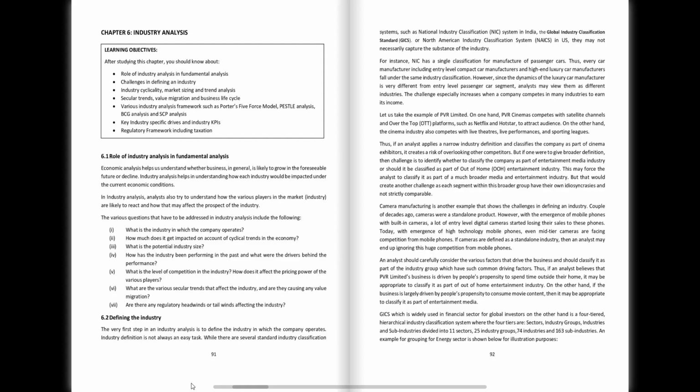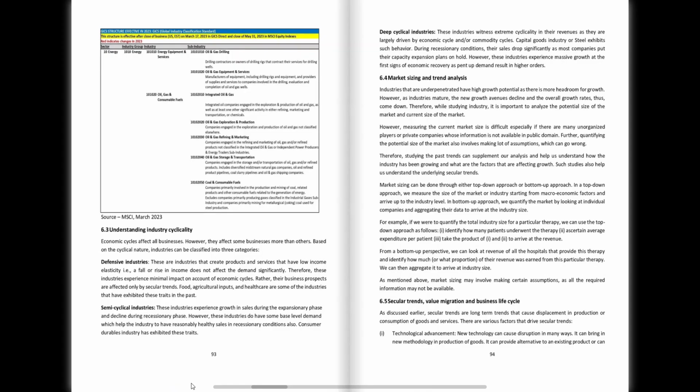GICS, which is widely used in the financial sector by global investors, is a four-tiered, hierarchical industry classification system where the four tiers are sectors, industry groups, industries and sub-industries, divided into 11 sectors, 25 industry groups, 74 industries, and 163 sub-industries. An example of grouping for the energy sector is shown below for illustration purposes.